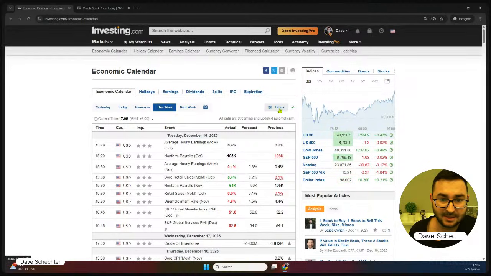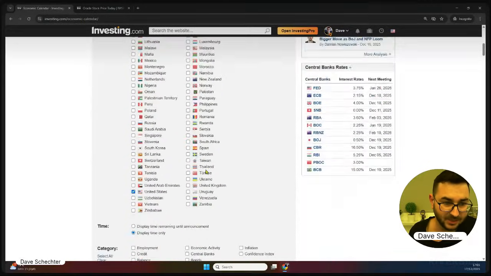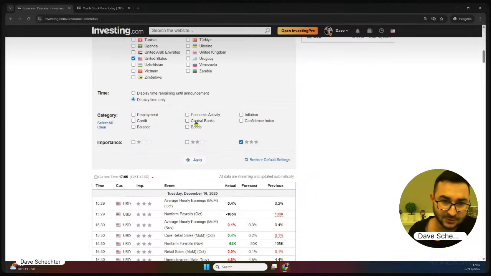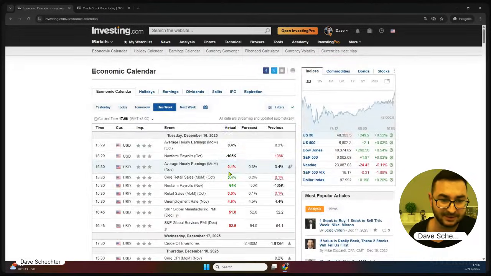And of course, if we click on the filters over here, I can select any country that I wish, or I can filter these economic events based off of different categories like inflation or bonds or balance or credit, and of course the level of importance. Three stars will only show you the most important events and announcements, and the single star would be less important. If you are trying to lower your noise to signal ratio, like I am, then I would only select the three stars in order to surface the most important economic events that can affect your trading.